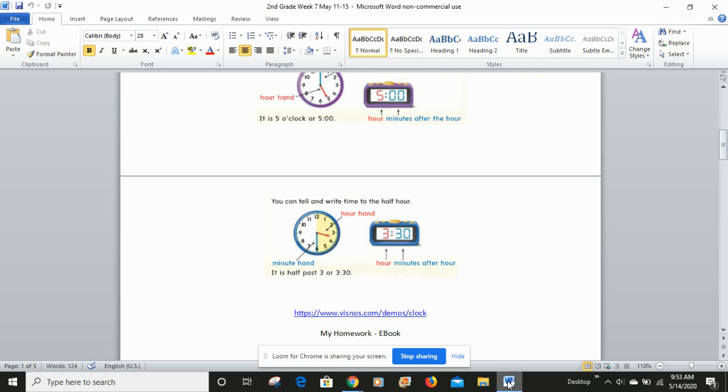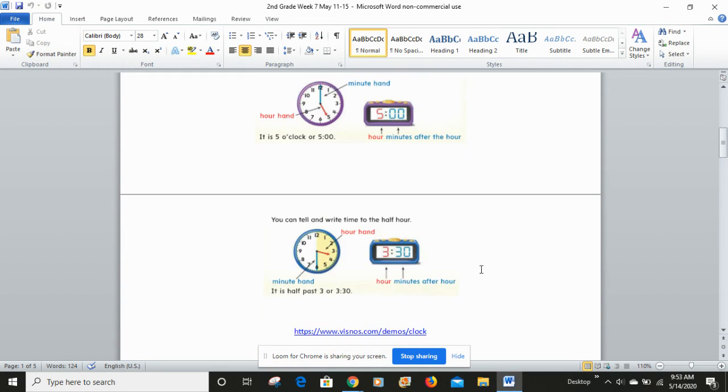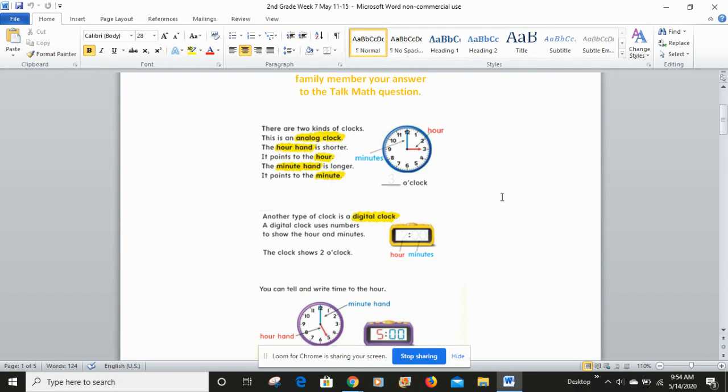So as you're working on your guided practice today, use the clock if you need to that is on this website right here. And just remember, we're telling time to either the hour or the half hour. And it tells by the hands on the clock or the numbers on the screen.